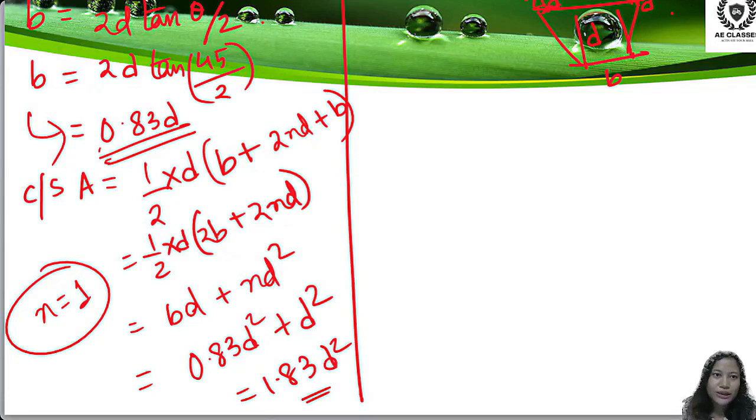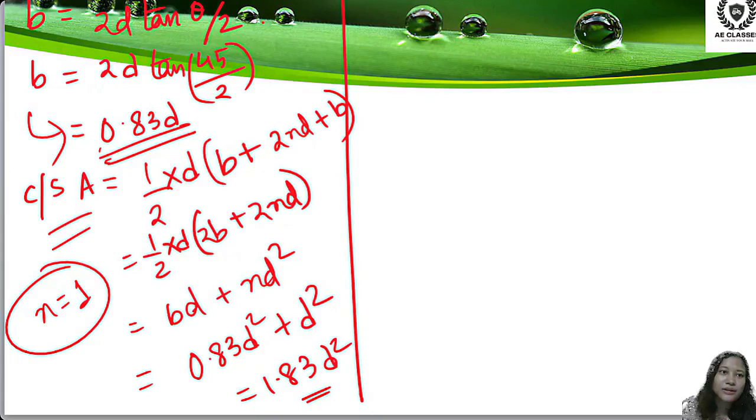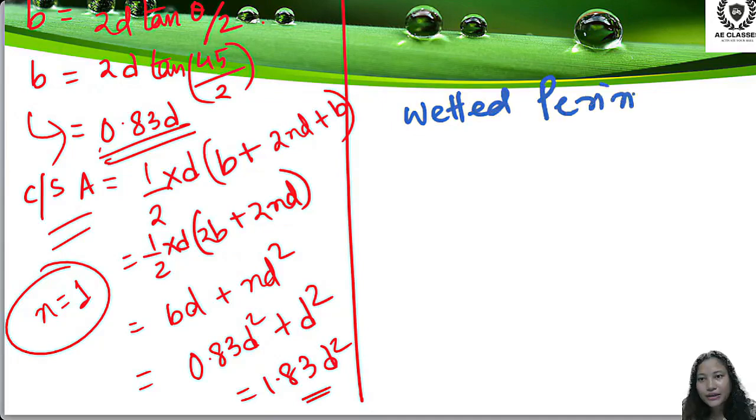Okay, so now let's proceed to the next part of the problem. I'll tell you why I'm solving so many things for this one problem: because the ultimate formula requires all this data. So once you have solved the cross sectional area, the next parameter that you need to solve is the wetted perimeter. Okay, wetted perimeter.